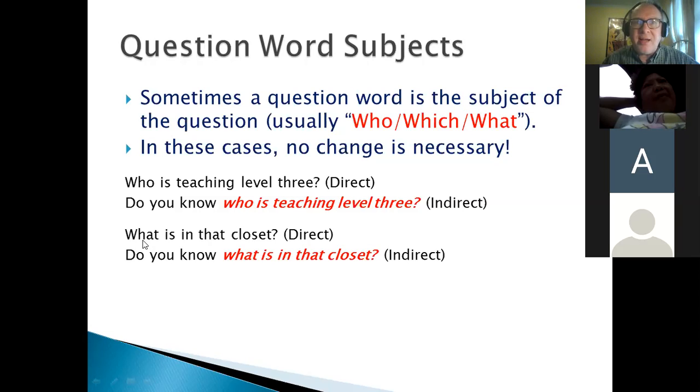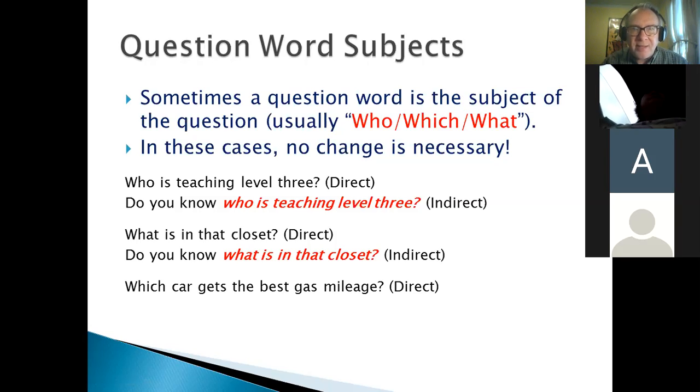So sometimes I hear students try to change this around and say, do you know what in that closet is? No, not necessary. Because the closet is not the subject. Remember, what did I say? Connector, subject, verb. Well, here, the connector and the subject are the same word. And that's what gets tricky, right? What is the connector? Who? What is the subject? Who? In the second example, what's the connector? What? What's the subject? What?